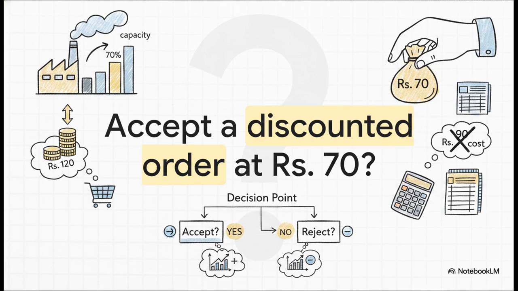You're the manager of XYZ. Your factory is currently running at 70% capacity. Normally, you sell your product for 120 rupees. Out of nowhere, someone offers to buy a bulk order of 20,000 units, but they only want to pay 70 rupees each. Your accountants are telling you the total cost to make one unit is 90 rupees. What do you do? Do you reject it?